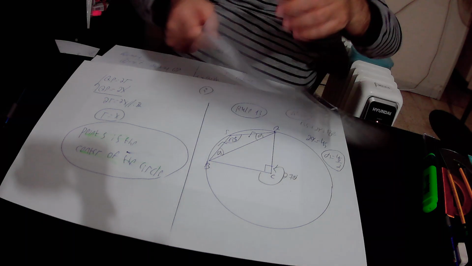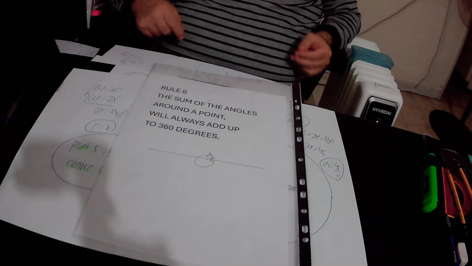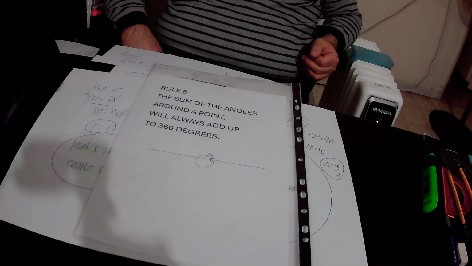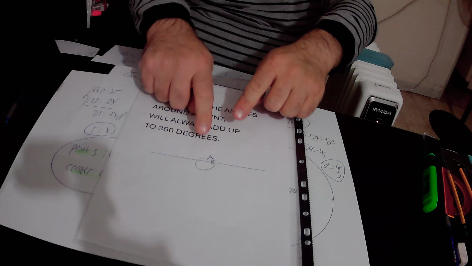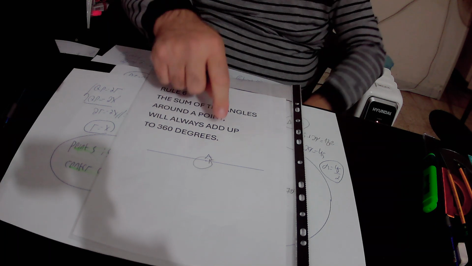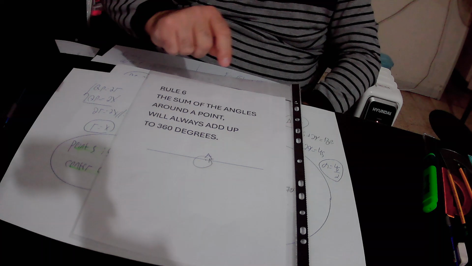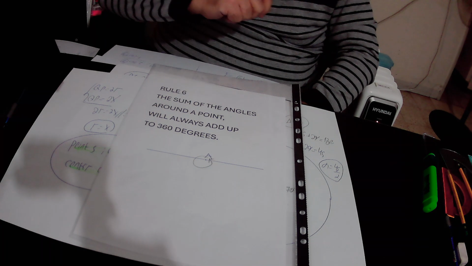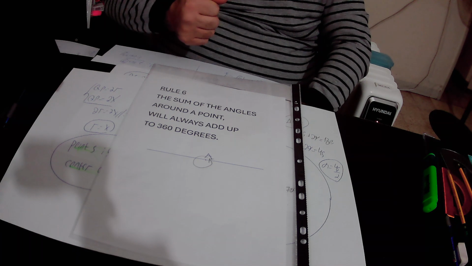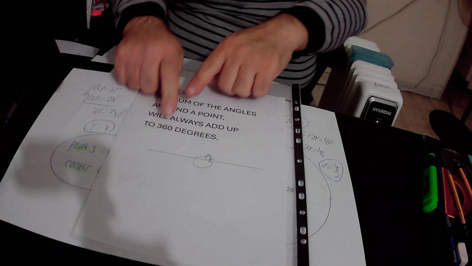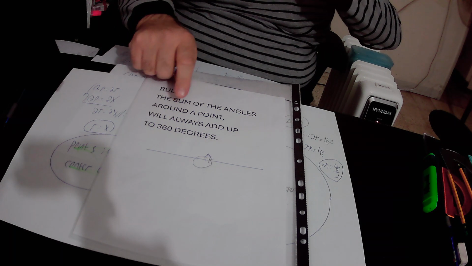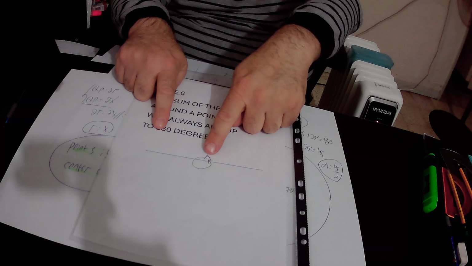According to rule number 6, the sum of the angles around a point will always add up to 360 degrees. So in the drawing we have this point A. According to this rule, the sum of the angles around point A must be equal to 360 degrees. In order to prove this rule, I drew the straight line that passes through point A.